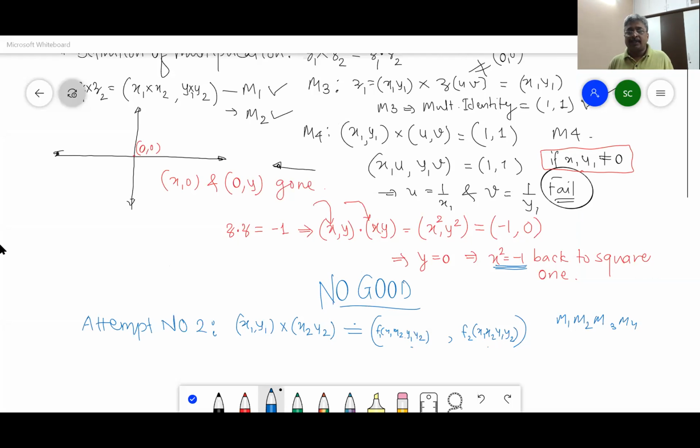Okay. So what I was trying to tell you is, you come up with some combination of x1, x2, y1, y2. Suddenly you will realize that M1, M2, M3, M4 is satisfied, and you have a solution for x squared is equal to -1. I give you sufficient time, some more time. Anyway, the internet connection is weak. Some more time for thinking. Think about it.